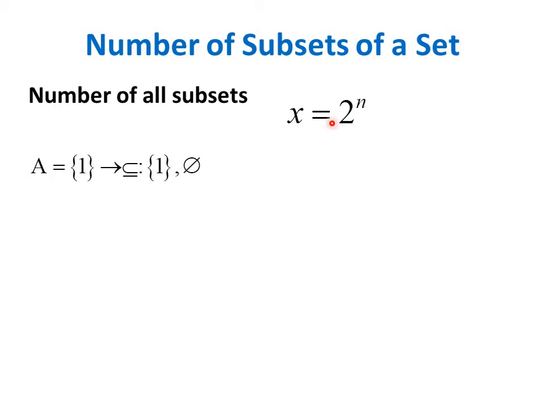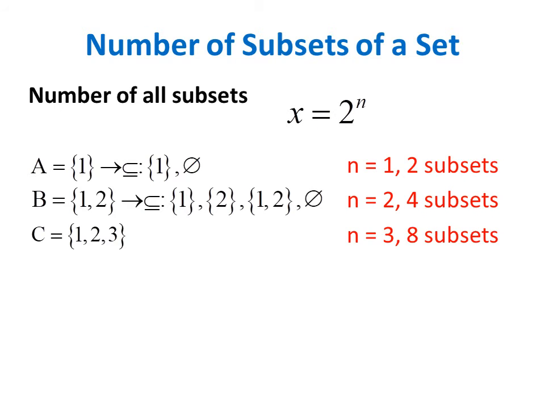Now let's prove this formula. Let's say we have a set A. It has the element 1. So the number of elements n is only 1. Okay, now what are the subsets of this set? We can have the set of 1, and that is already the given set. So we add the null set. Okay, so how many subsets? We have 2 subsets.